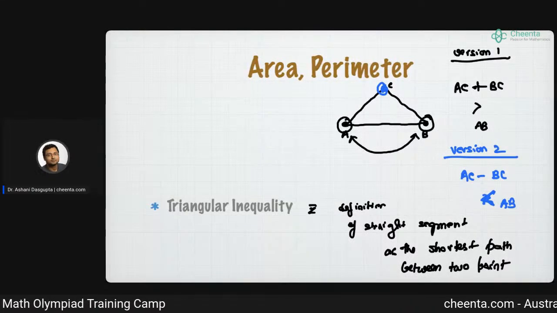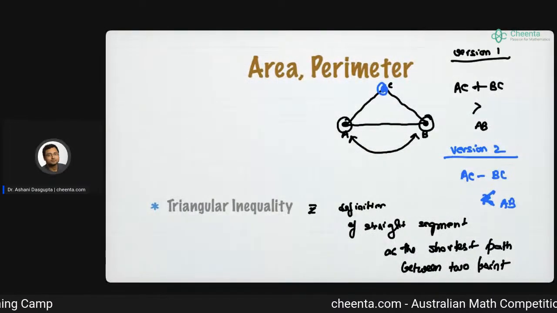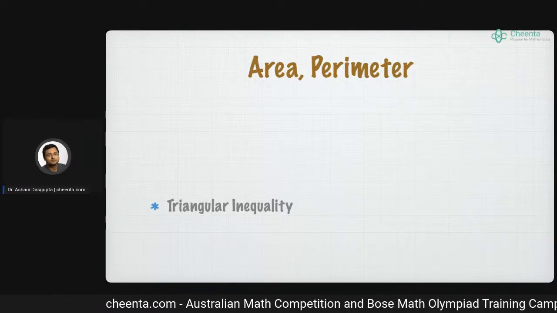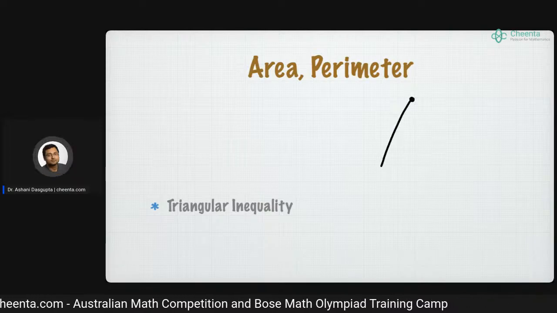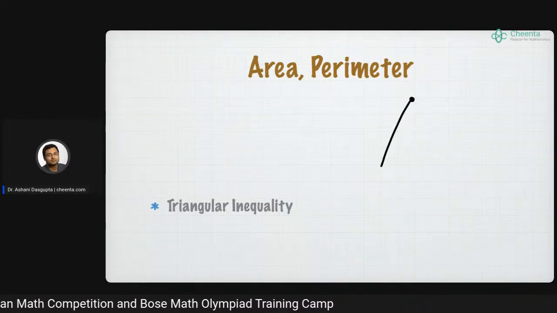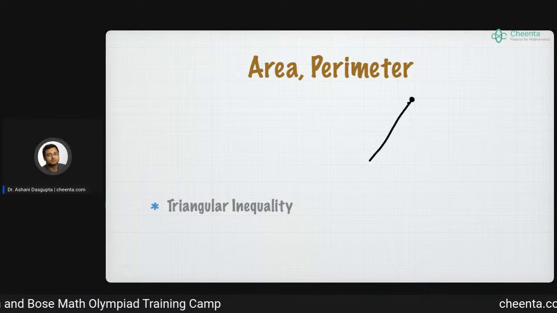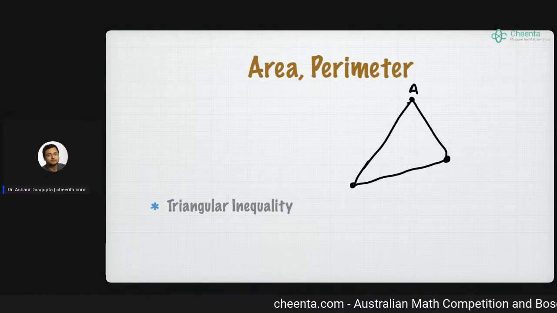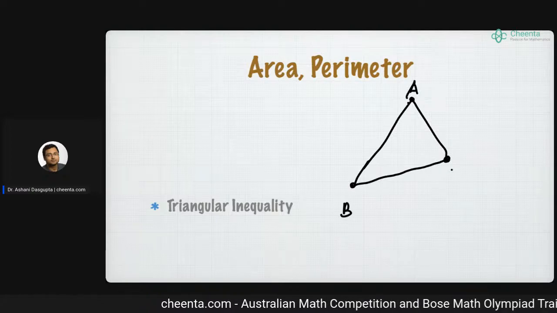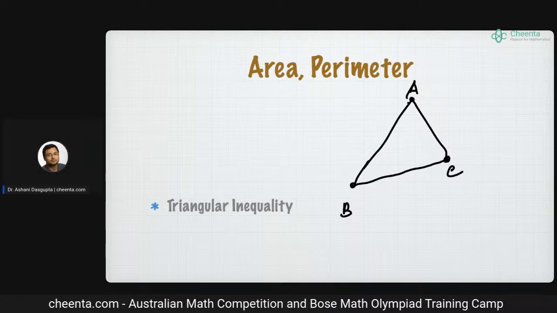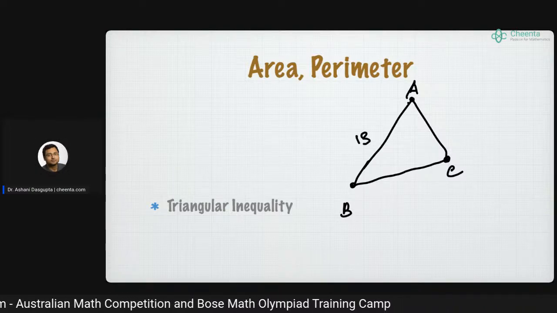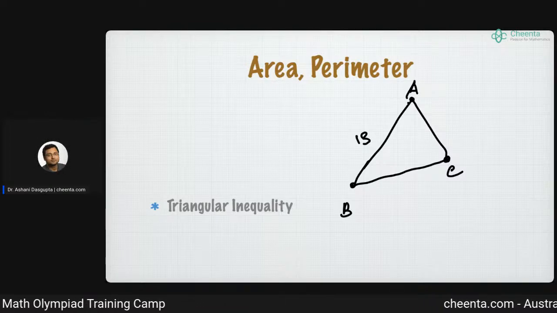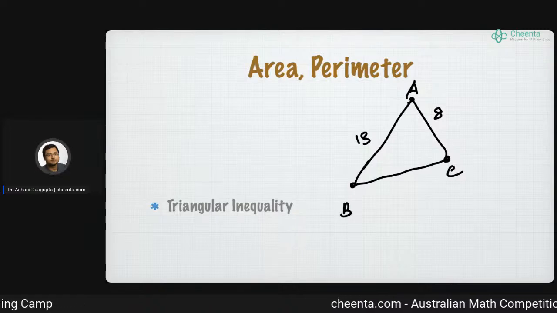Now that we understand this, I will illustrate a problem on the triangular inequality. Maybe some of you have seen this problem, but it gives you a standard construction, a standard argument when you use the triangular inequality. You have a triangle ABC, and the side length of AB is 13, and the side length of AC is 8.